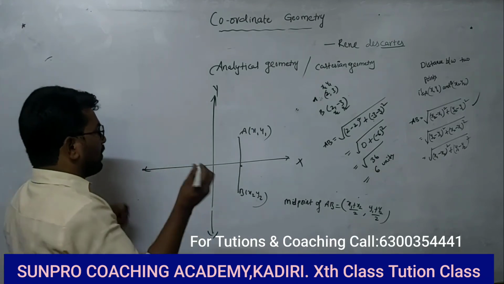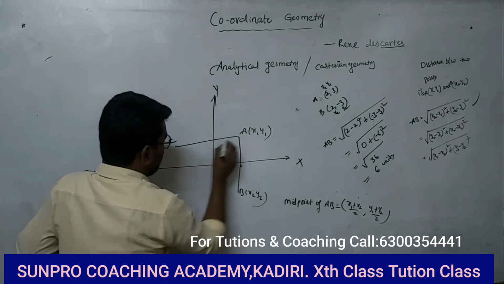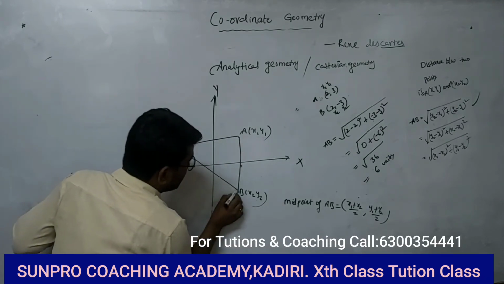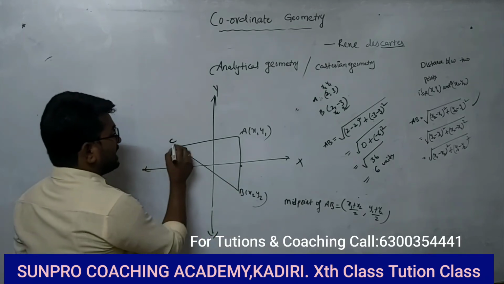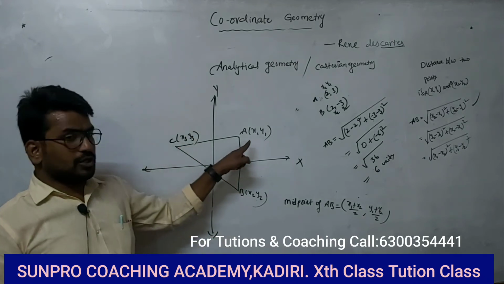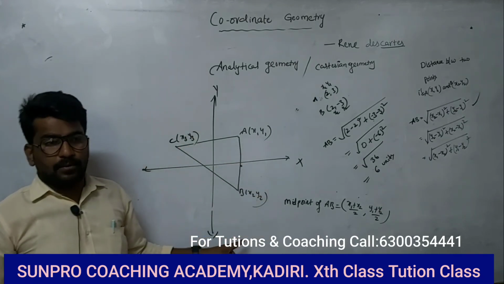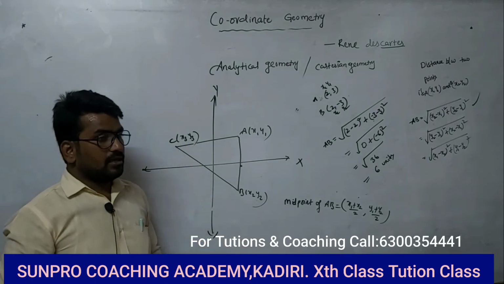There is one more point C. If you join A to C and join C to B, what will you get? You will get a triangle. Now, how to find the area of this triangle? See, first point is x1 y1, second point is x2 y2, third point is x3 y3.